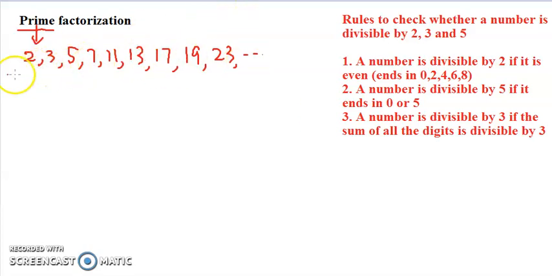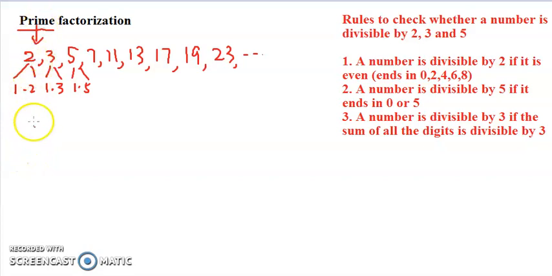And if you look at these numbers, say 2, the only numbers that can go into 2 are 1 and 2. And the only numbers that can go into 3 are 1 and 3. And the only numbers that can go into 5 are 1 and 5, and the same for all the other numbers. So you cannot find any other number except 1 and itself that can go into that number. These kinds of numbers are called prime numbers.